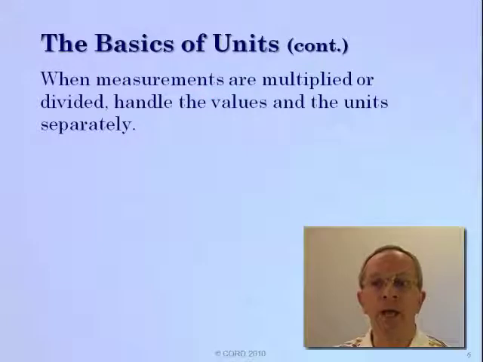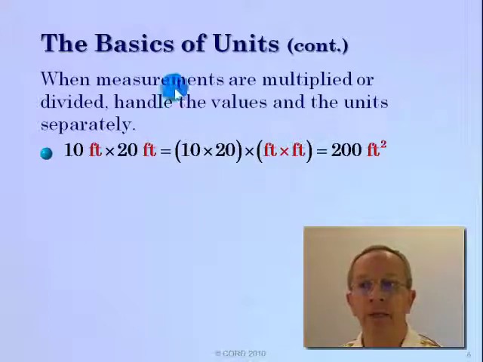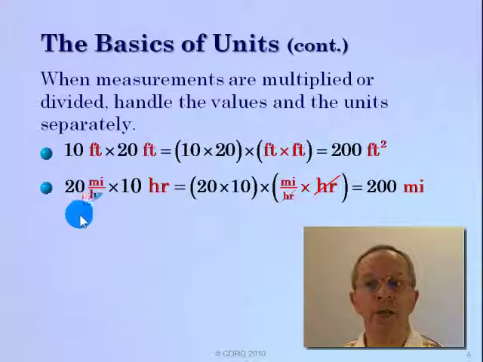When measurements are multiplied or divided, we handle the values and the units separately, but we handle them both. For example, if we multiply 10 feet times 20 feet, then we'll multiply the values 10 and 20, and we'll multiply the feet to end up with a result of 200 feet squared. If we multiply 20 miles per hour times 10 hours, we multiply the values 20 and 10 and the units miles per hour times hours. You'll notice that the hours in the denominator and the numerator will cancel, leaving us with just 200 miles.